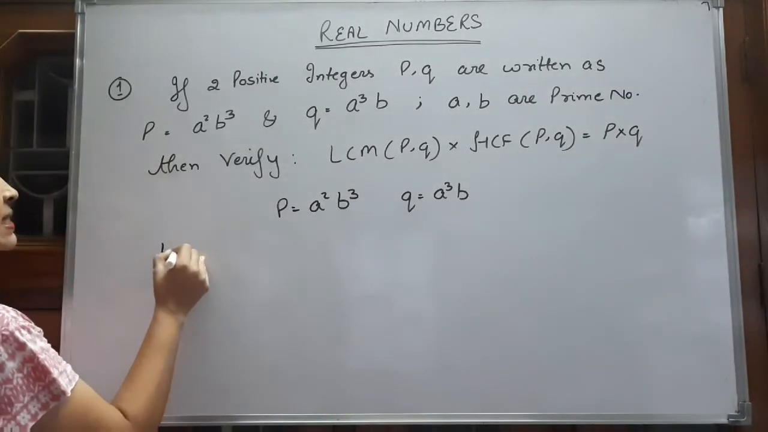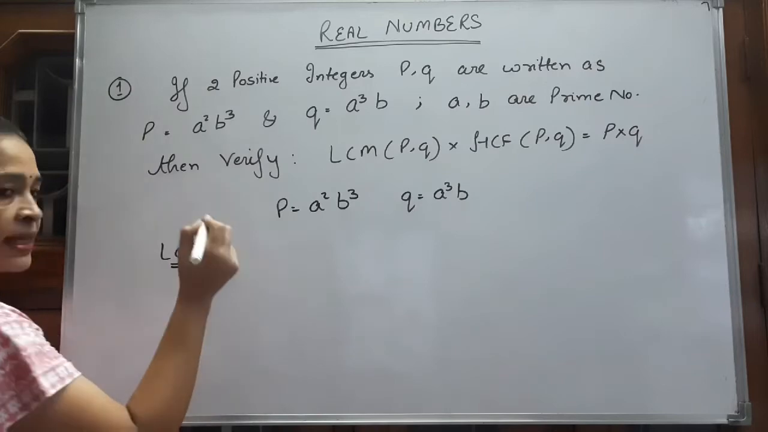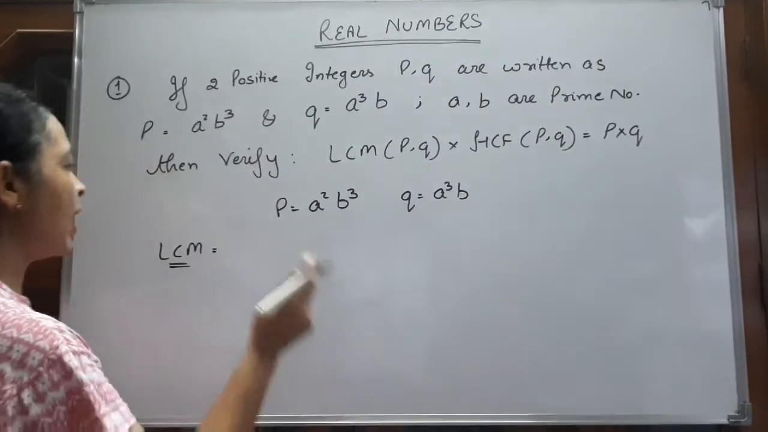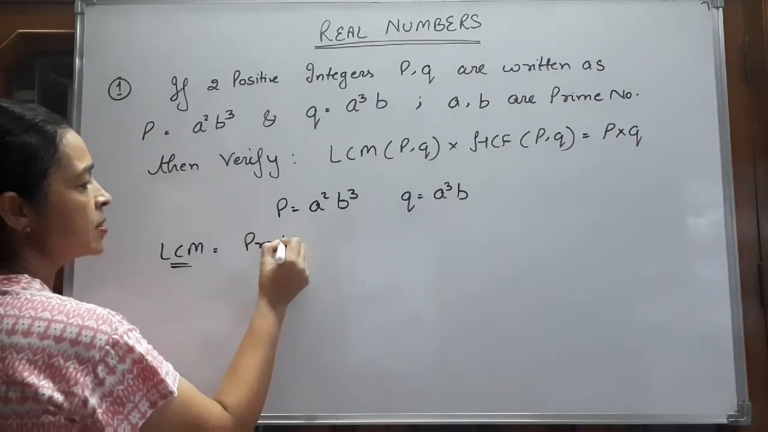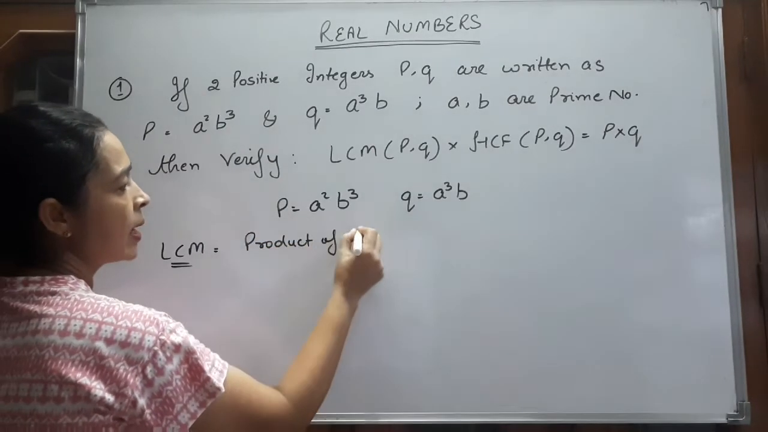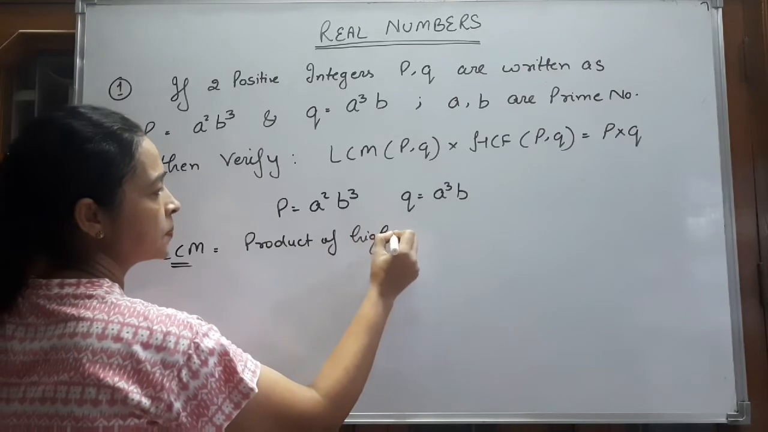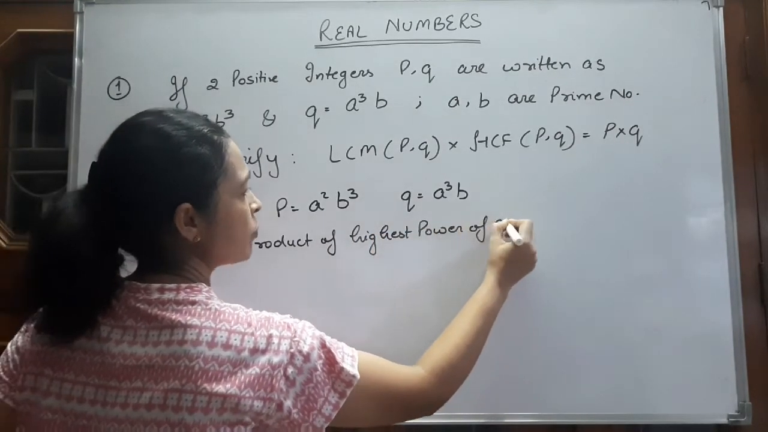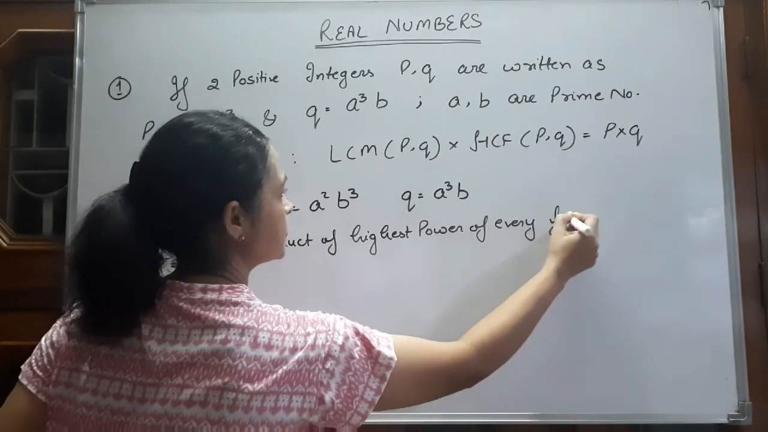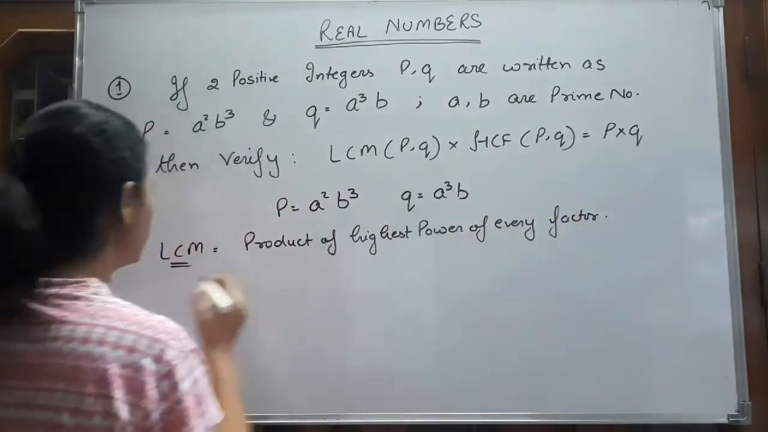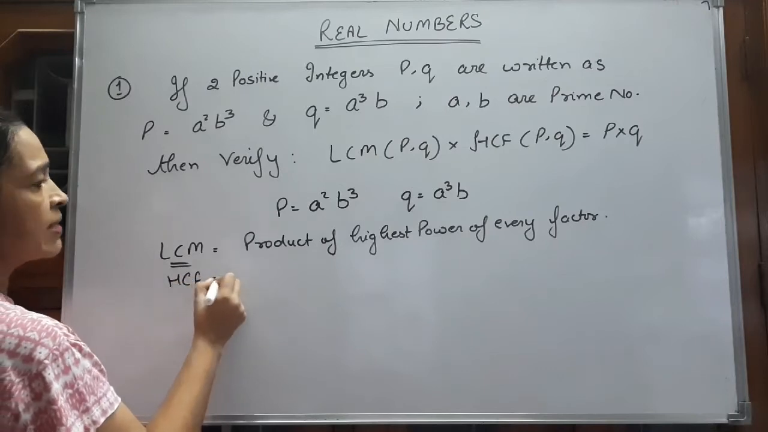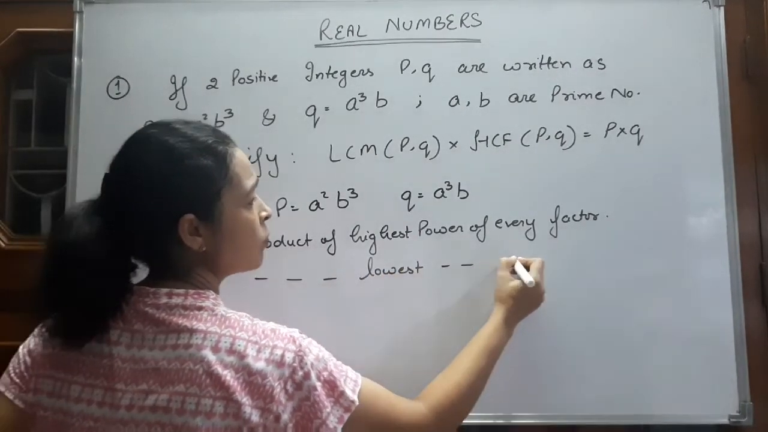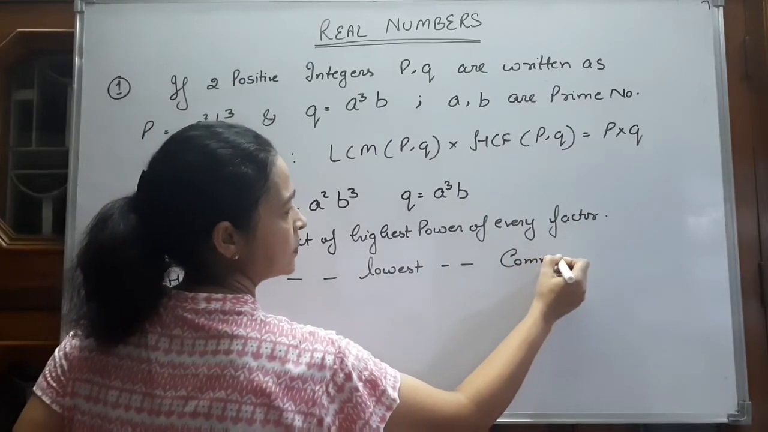Now, what is LCM, बच्चे? LCM is the product of the highest power of every prime factor. And what is HCF? HCF is the product of the lowest power of common factors.